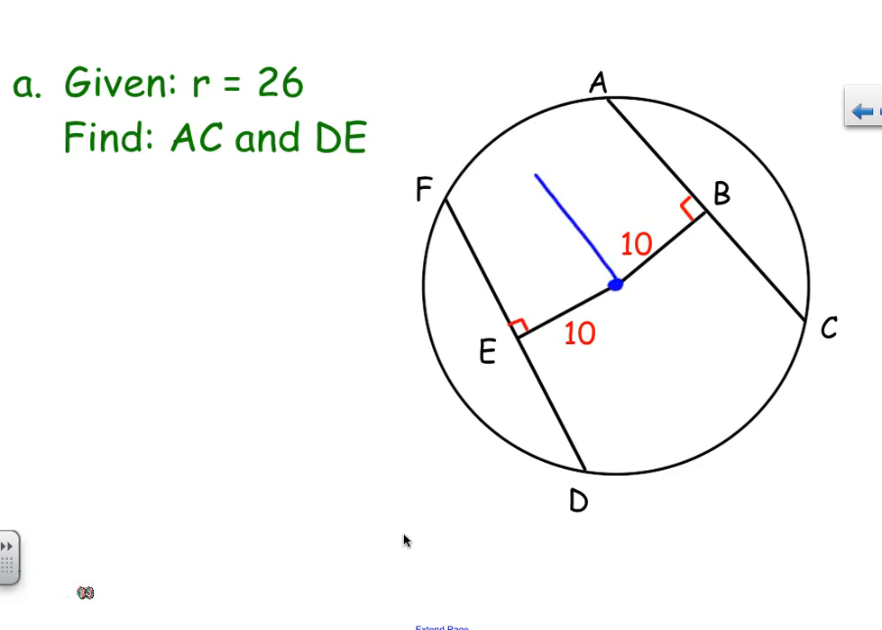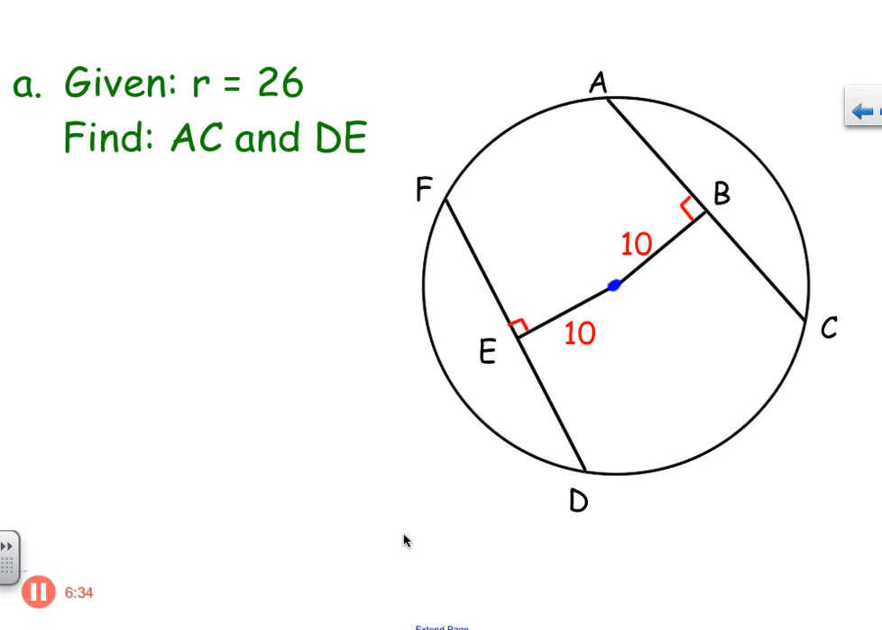So for example, if I drew a radius there, it would be 26. If I drew a radius, for example, to that, it would be 26. Okay, so any radius that you draw in your picture would be 26. I want to find AC, and I want to find DE.